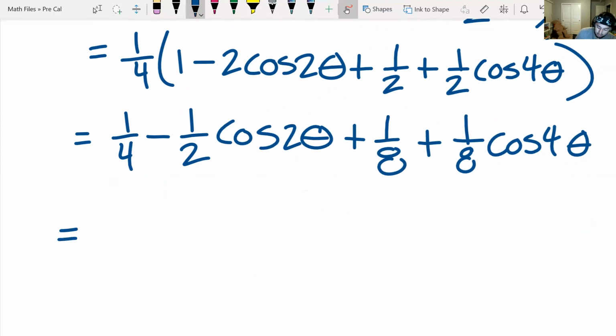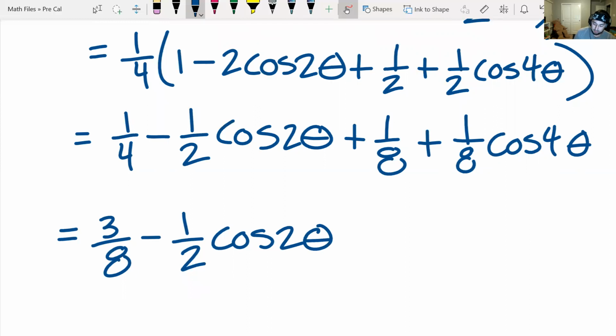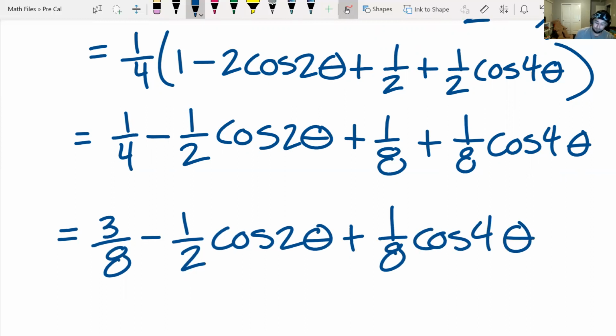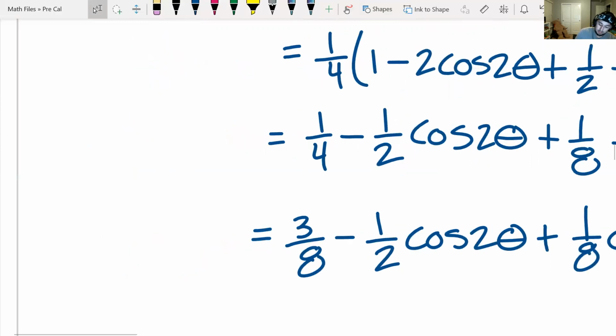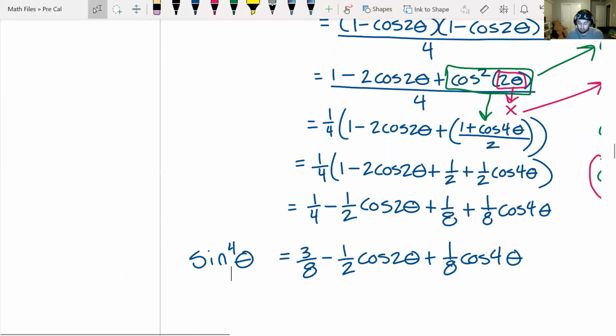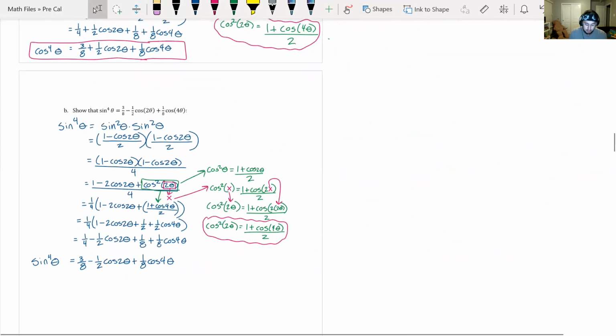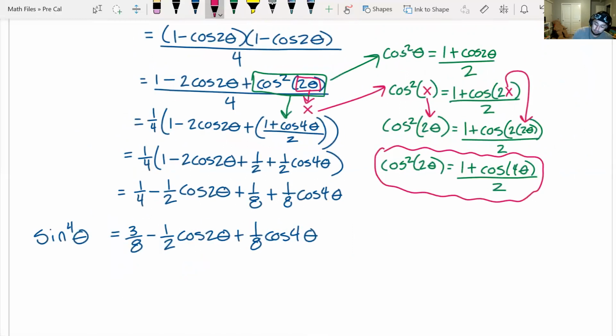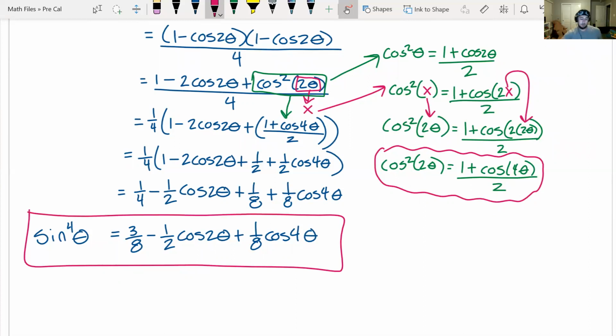Three eighths minus 1/2 cosine 2 theta plus 1/8 cosine 4 theta. And this is the formula for sine to the 4th theta. Not bad. There you go.